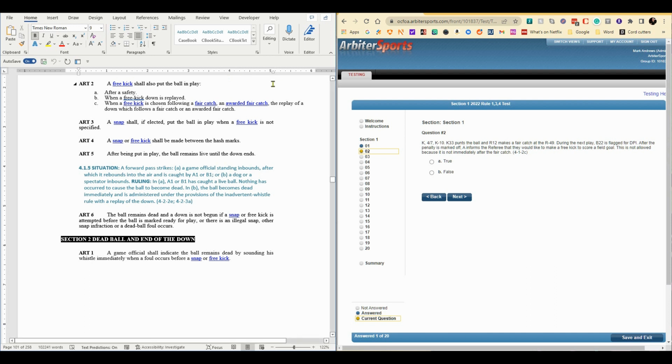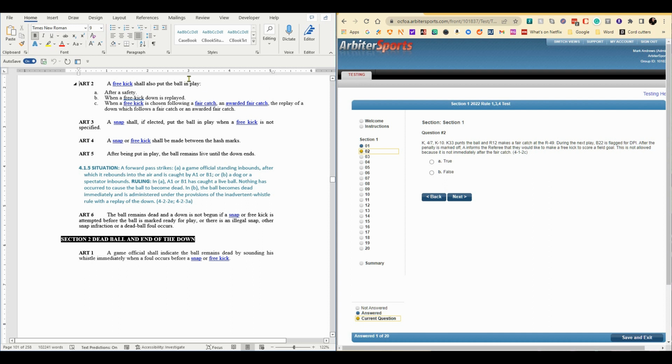Now, when a team makes a fair catch, one of their options is to have a free kick. And a free kick, as we know, is like a kickoff, right? There's no rushing. So literally, R could attempt a field goal on that first play, and K can't rush. It's just a free kick. And the time I saw it happen, the guy made it. So I mean, it was pretty cool.